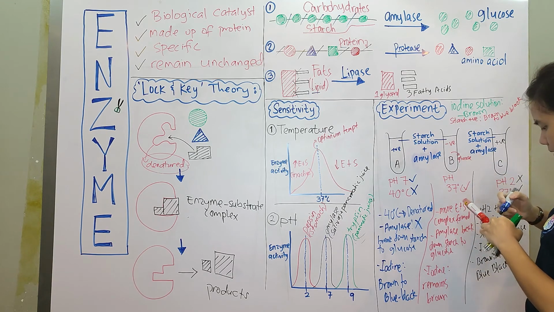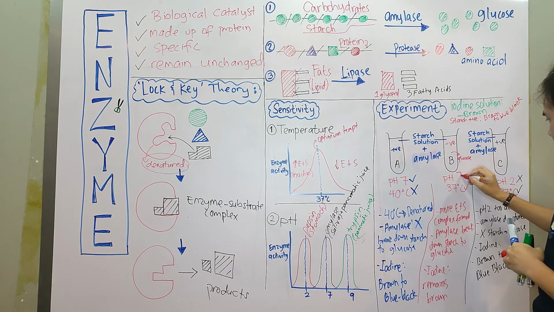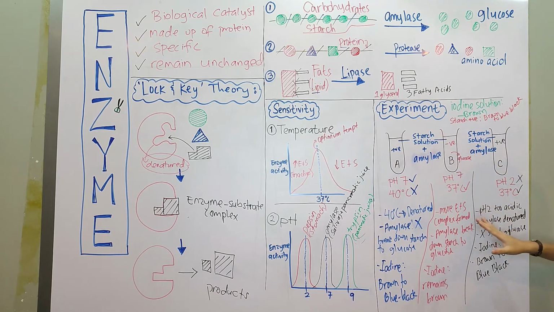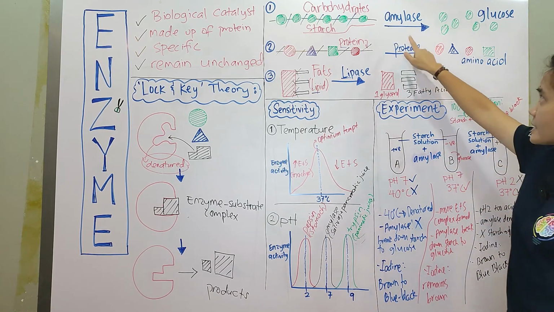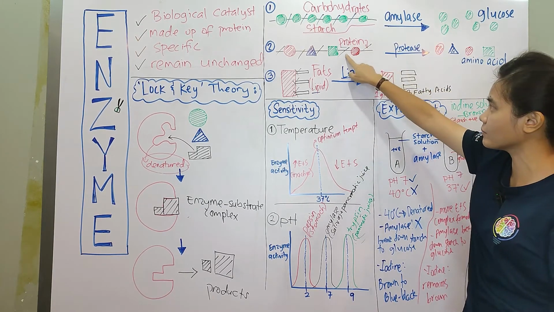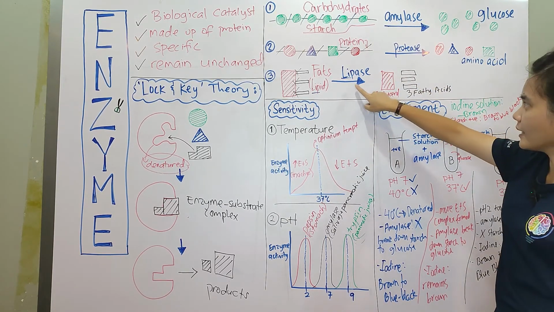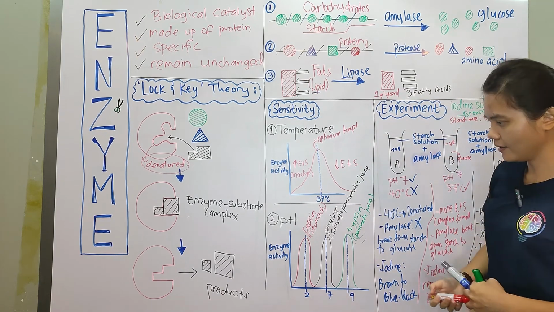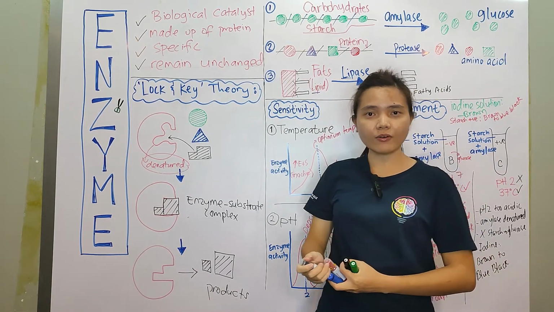Okay, so this is pH 7. Again, read the experimental question properly and remember this: amylase breaks down carbohydrate or starch into glucose, and protease breaks down protein into amino acid. Lipase breaks down fat into 1 glycerol and 3 fatty acid. Okay, so that's it for enzymes.